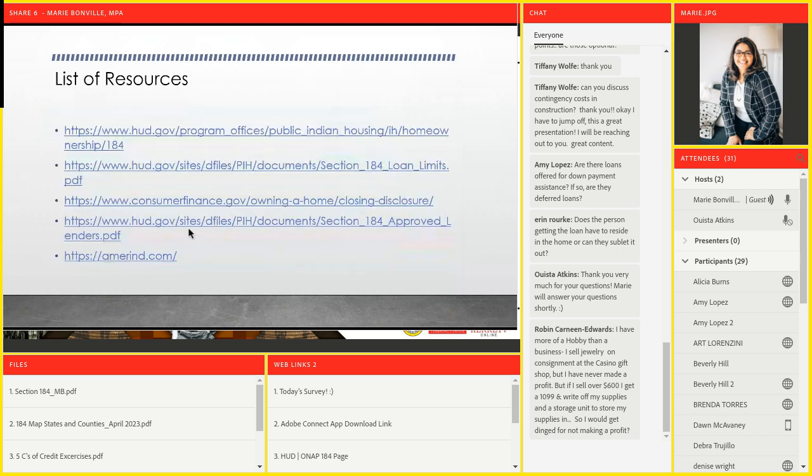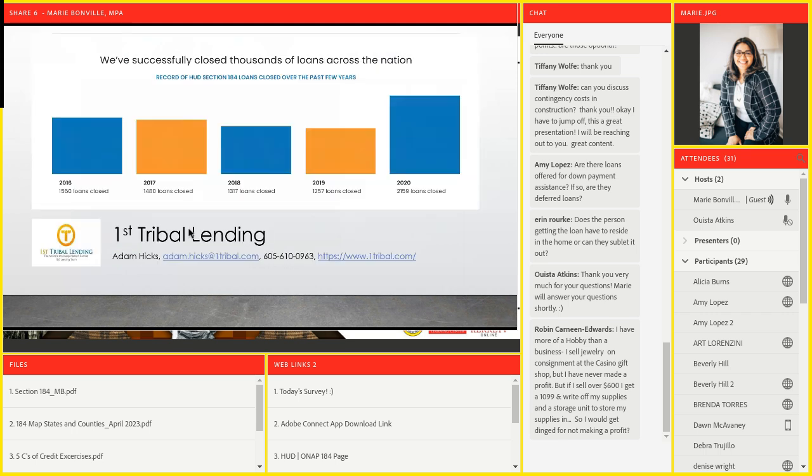So here's a list of resources. Of course, the consumer finance. What I like about this particular closing disclosure is that it's interactive. So your clients can actually click on different parts and it'll explain certain things to them. Ameren Risk is an insurance provider, a native-owned insurance provider. And so I always want to shout out to them because they typically come out and provide us with more information. A lot of this content, I lean on First Tribal Lending because it just happens to be the lender that I work with the most.